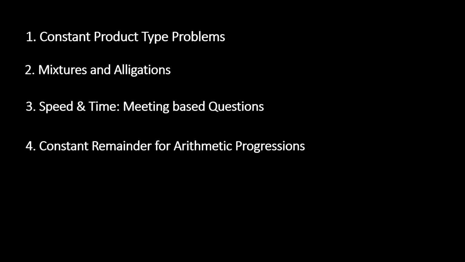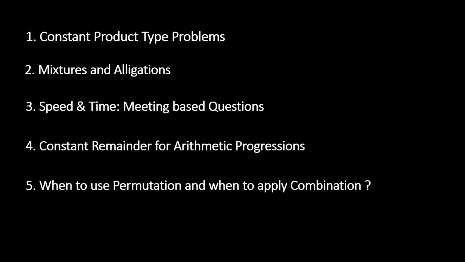After this, we discuss a tricky question which is based on the property that for any arithmetic progression, if you divide the terms of that arithmetic progression by the common difference or a factor of the common difference, the remainder will be the same. And finally, we will discuss how to apply permutation and combination in the right scenarios. When should you use permutation and when should you use combination.